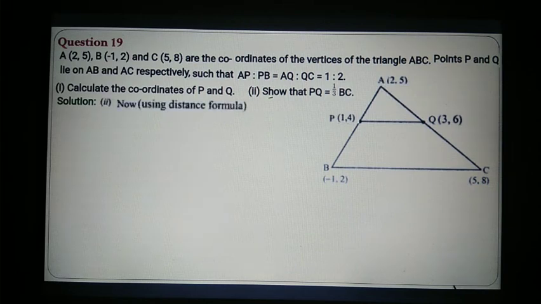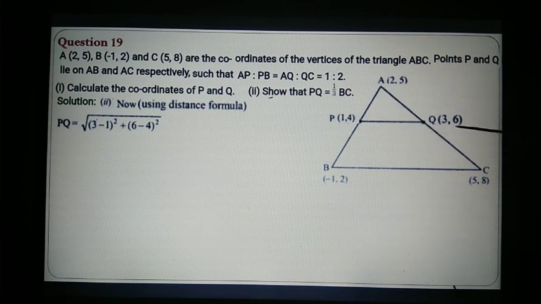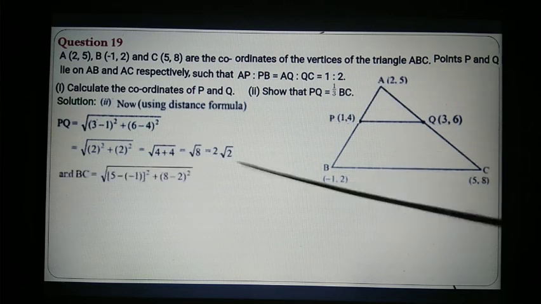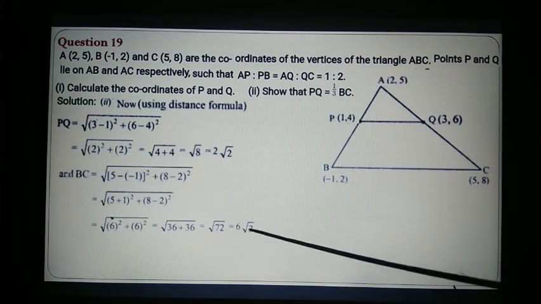Okay, in the next part, using the distance formula, I have PQ equal to, since we know the coordinates, x1 y1, x2 y2, right? So use the distance formula to calculate, which turns out to be 2√2. So PQ is 2√2. Similarly, find BC using the distance formula. So you will get this to be 6√2.